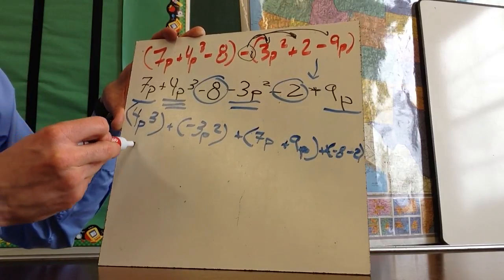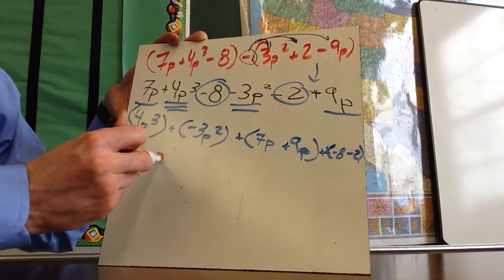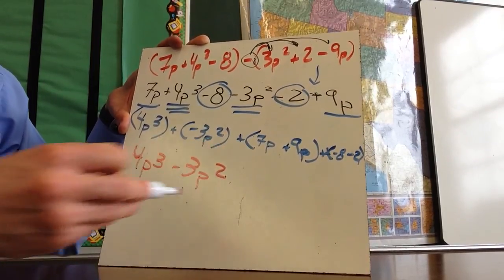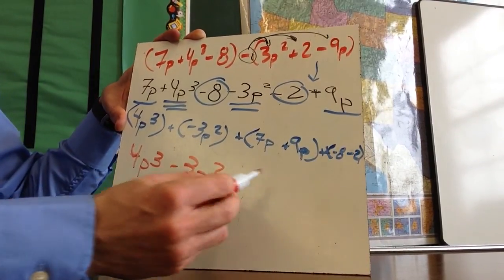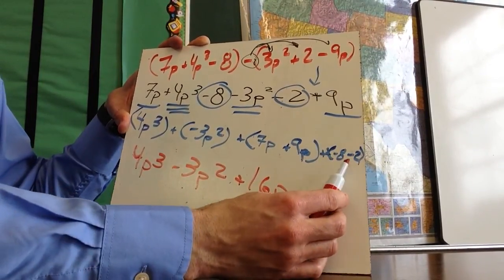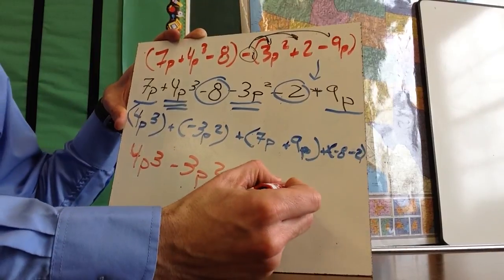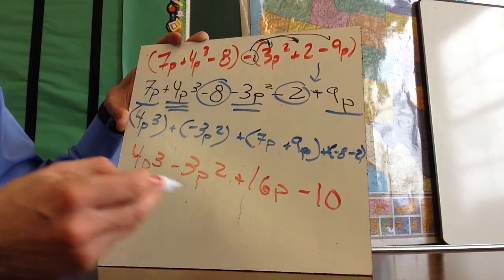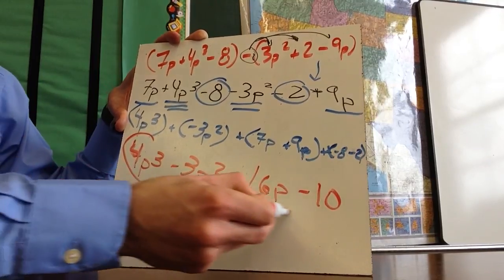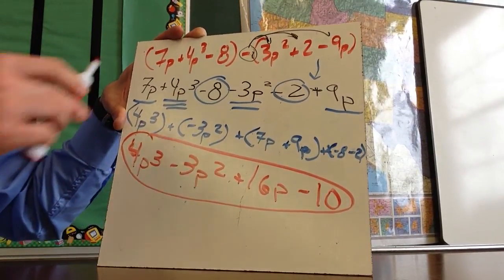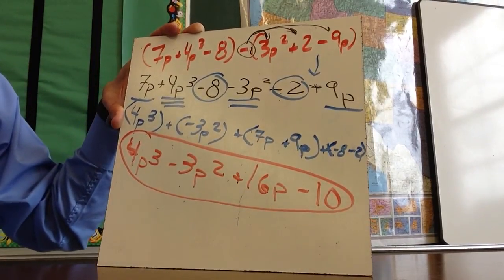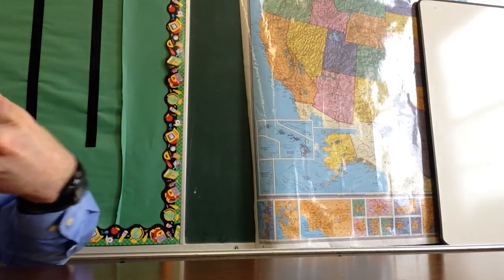This one obviously is easy to simplify. This is 4p to the third. This one also is easy to simplify, minus 3p squared. 7p plus 9p, this is positive 16p. And then negative 8 minus 2, this is negative 10. So this would be my final answer in terms of subtracting this minus that. Okay, now that's one way. We're going to come back to this one because I want to show you that.